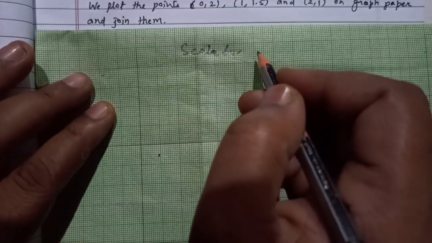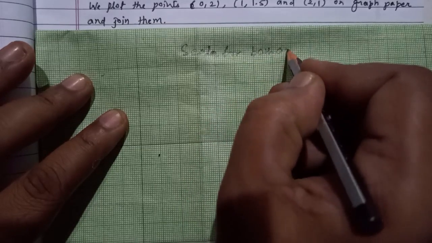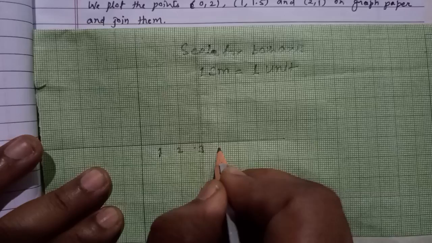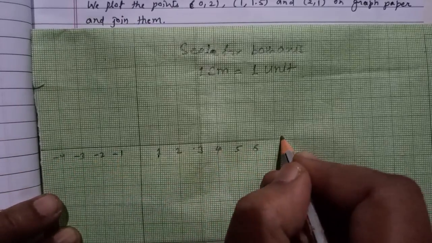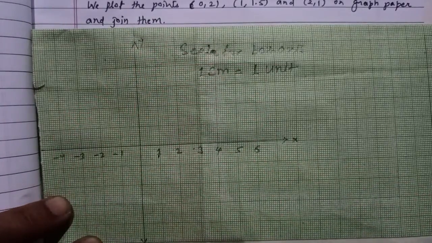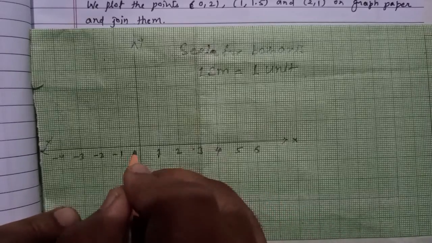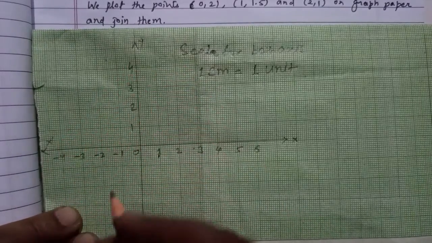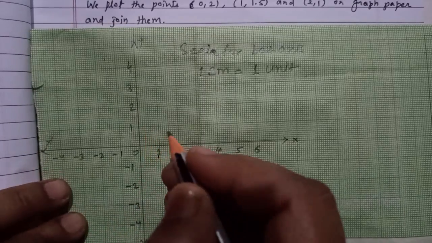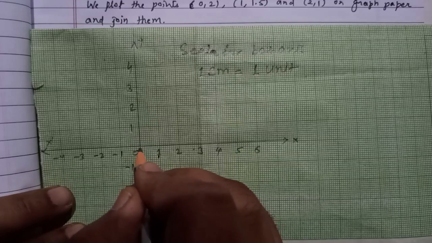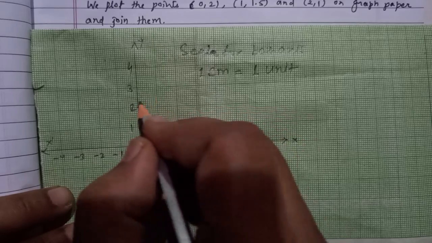Scale for both axes. First point is 0, 2. X coordinate 0, y coordinate 2. 0, 2.